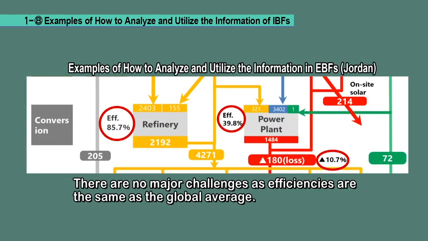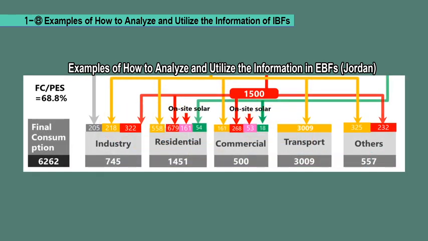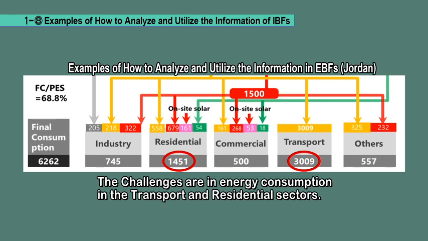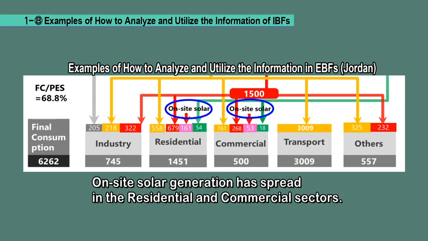Power generation efficiency, transmission and distribution losses, and refineries efficiency are about the global average. No major challenges here. The bottom final consumption part indicates that energy consumption in the transport and residential sectors can be priorities for discussion. We can also assume that in the residential and commercial sectors, on-site solar generation has spread to a certain extent.